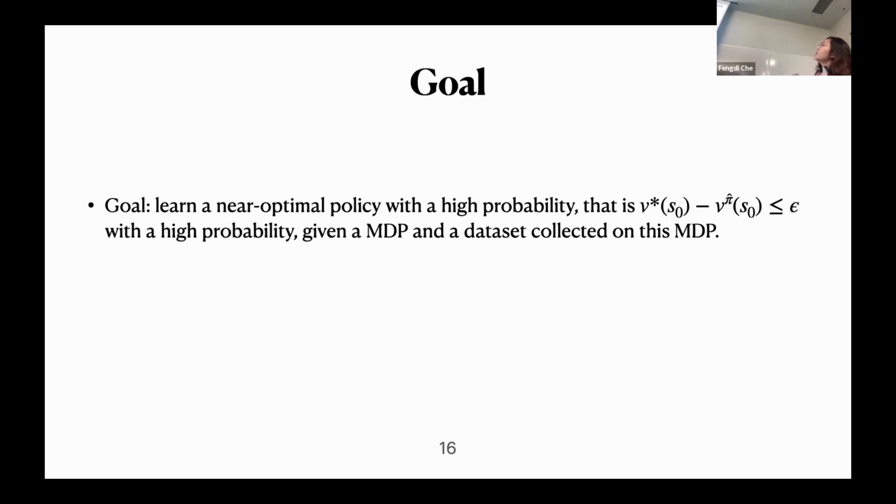Our goal here is only to ensure that when we start from the initial state, we can gain the optimal reward. In this talk, we will deal with the simplified goal. We will only want to learn the optimal value at the initial state. Yeah, this is our simplified goal. Thanks for this detailed question.